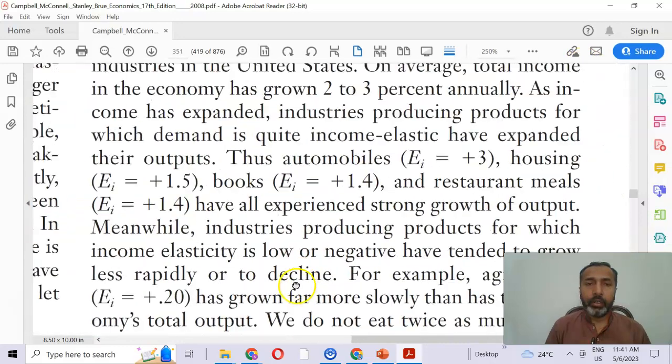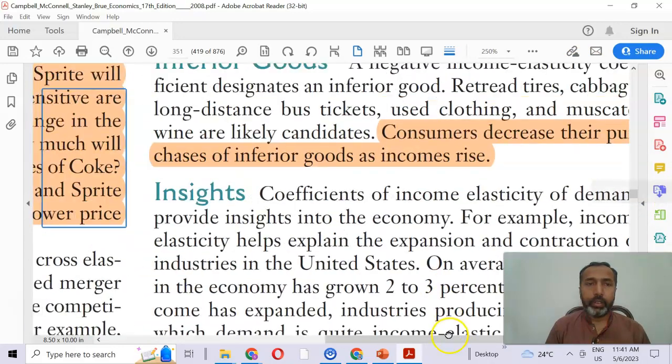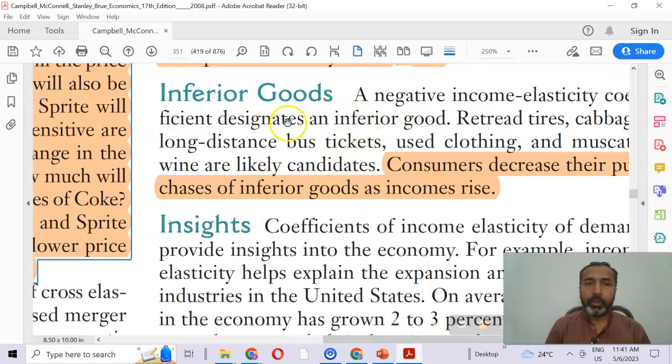Then we have the second type of good, inferior goods. Inferior goods are those goods whose demand decreases when the income of the consumer increases. For example, used products. Demand of used products decreases when the income of the consumer increases. Thus, the coefficient of income elasticity of demand for an inferior good will always be negative.